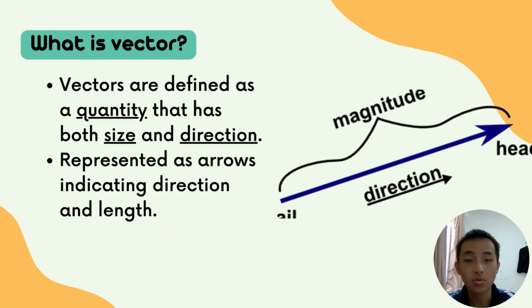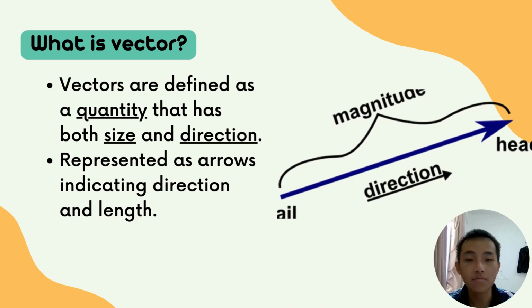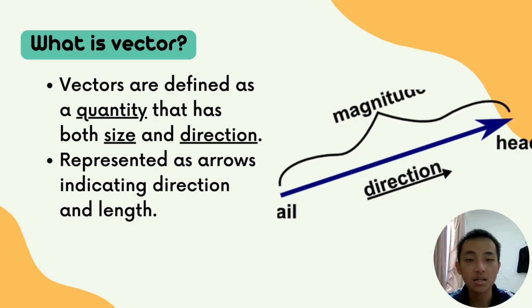So, what is a vector? Vectors are defined as a quantity that has both size and direction. It can be represented as arrows indicating direction and length. The picture beside is a vector.